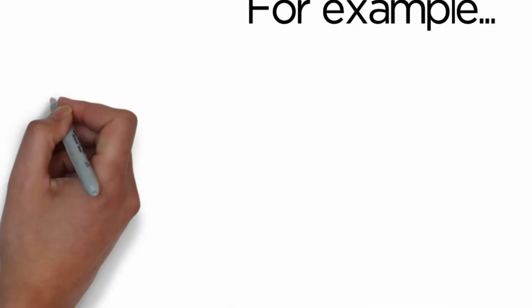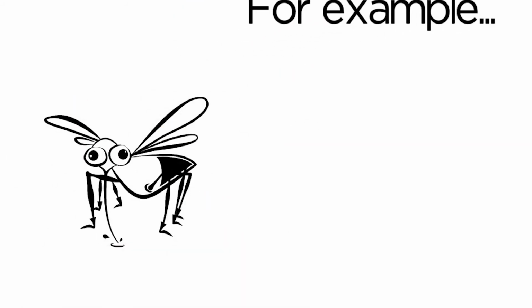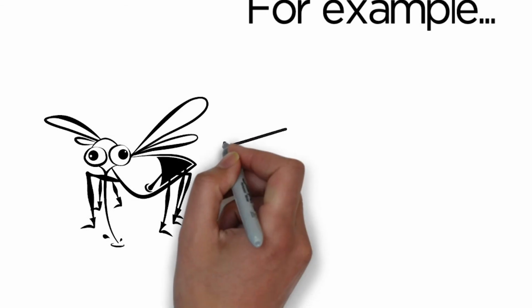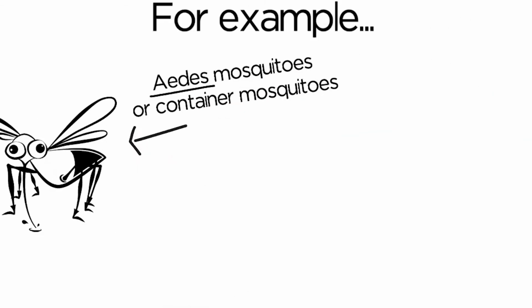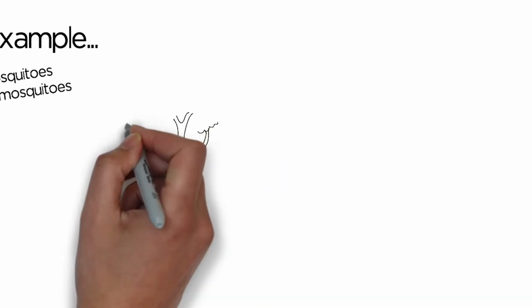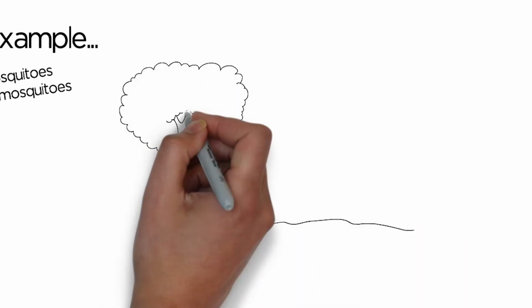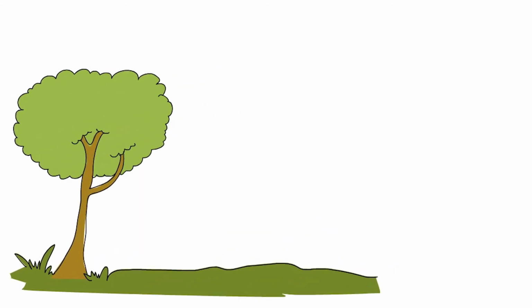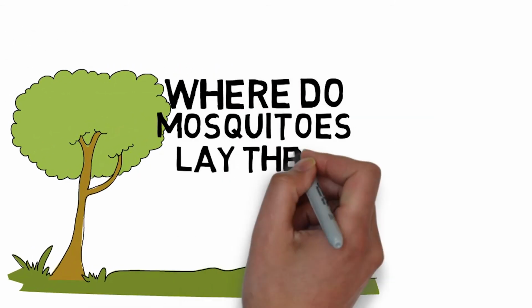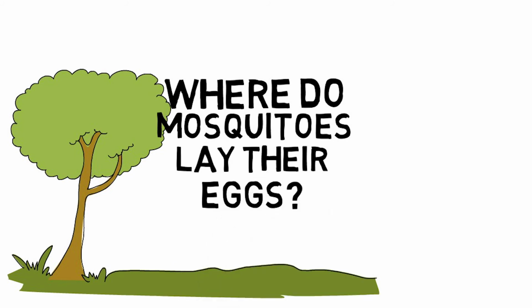For example, perhaps many black and white mosquitoes at a local park bite you, and you know from experience that they are Aedes mosquitoes, container mosquitoes. You notice that trees border one edge of the park, while the other is next to an open grassy field. This observation leads you to wonder about where mosquitoes lay their eggs, because you can use that information to help control them and/or avoid them.